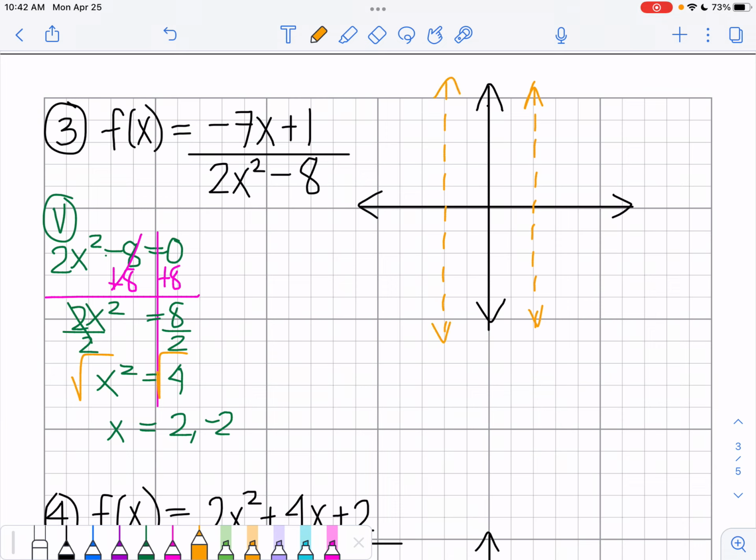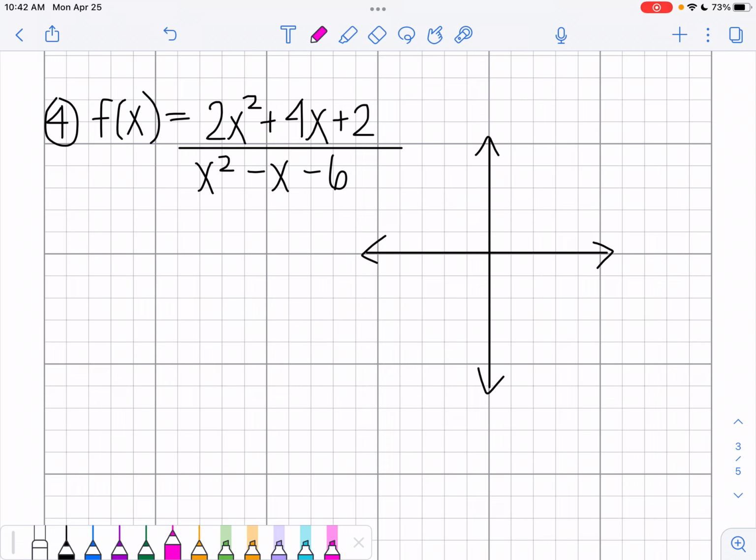Okay, horizontal asymptote. The degree of my numerator is 1. Remember, I'm looking here and here. The degree of my numerator is 1. The degree of my denominator is 2. So because my numerator is smaller than my denominator, y equals 0. And here we'll make it pink. Y equals 0 is going to be my asymptote or my x-axis. So here's my horizontal one, like this. Okay, next.